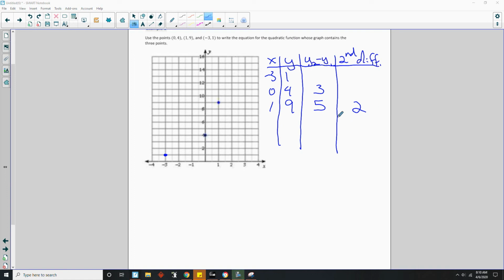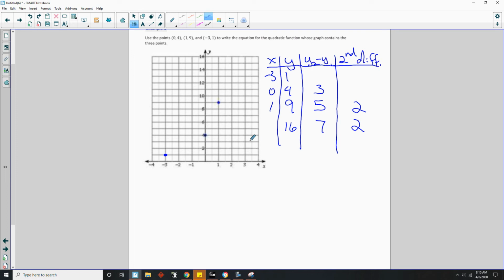Okay, so now if I want a second difference, I can work backwards. So if I just put a 2 here, because if this is a quadratic, your second difference has to be the same. So if I had a second difference of 2, then this number here would have to be 7, because from 5 to 7 is a difference of 2. 7 minus 5 is 2. Well, if my difference from 9 to a number is 7, well, 9 plus 7 is 16. So I have a value of y being 16.